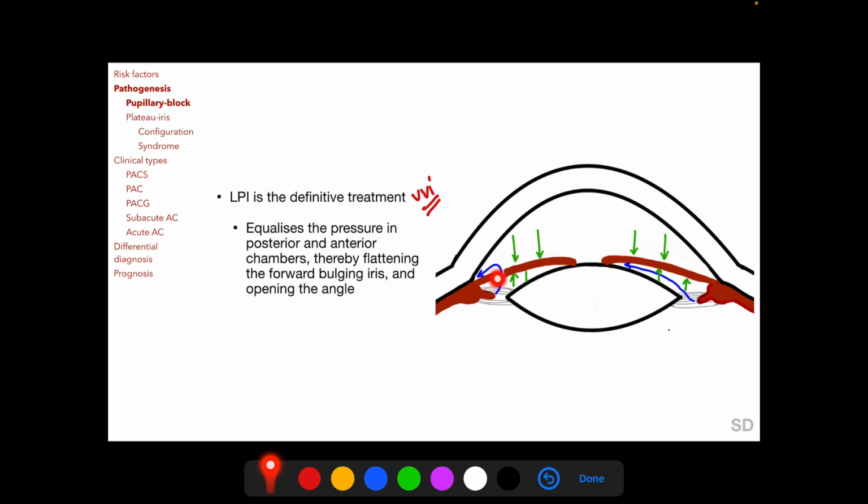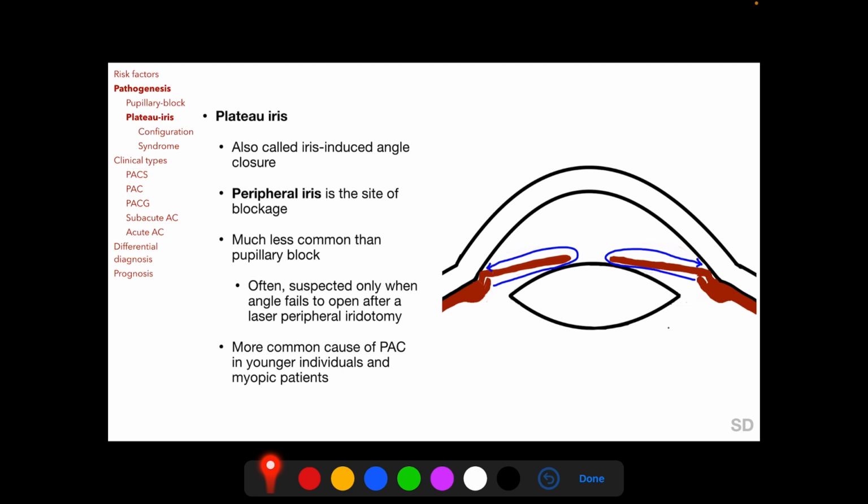The LPI creates a passage for the aqueous from the posterior chamber to the anterior chamber, bypassing the block at the iris-lens interface, as a result of which the pressures in the posterior chamber and the anterior chamber equalize, the forward bulge of the iris is flattened, and access of the aqueous humor to the trabecular meshwork in the anterior chamber angle is re-established. The other mechanism for primary angle closure is Plateau-iris, and in Plateau-iris, the peripheral iris and not the pupil is the site of the blockage.